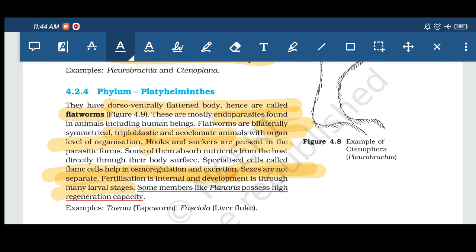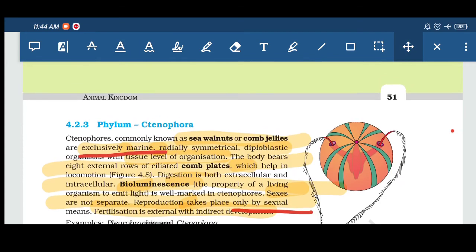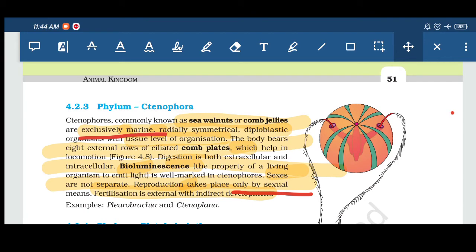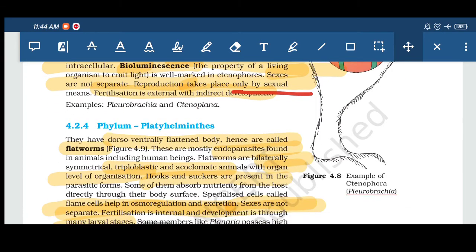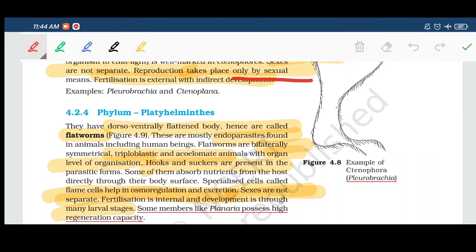Flatworms are bilaterally symmetrical, triploblastic, and acoelomate. Up till now we were having diploblastic organisms. Now we have evolved, and it is triploblastic. They have an organ level of organization. So there are two developments. First, they are triploblastic, and then they have organ level of organization.